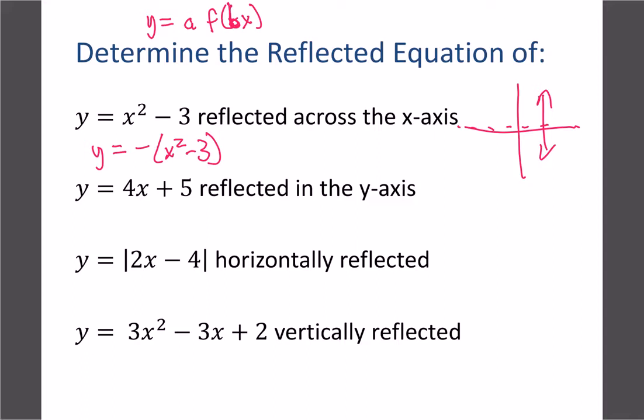Just negative, put everything in brackets, and we can simplify that a little bit. Just get rid of the brackets. Let's just FOIL things out. So we get negative x squared plus 3.